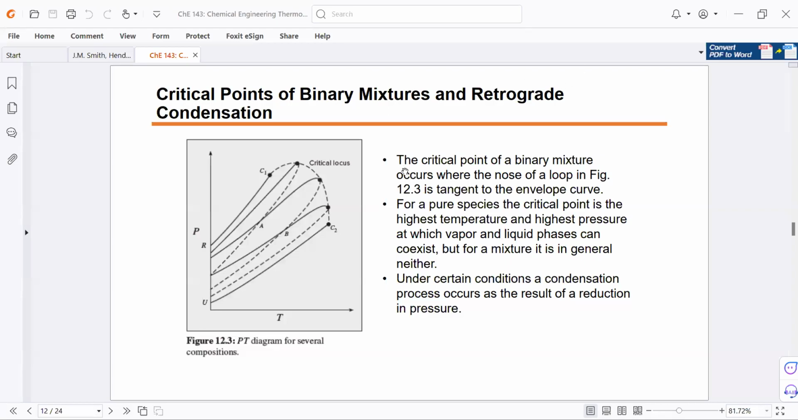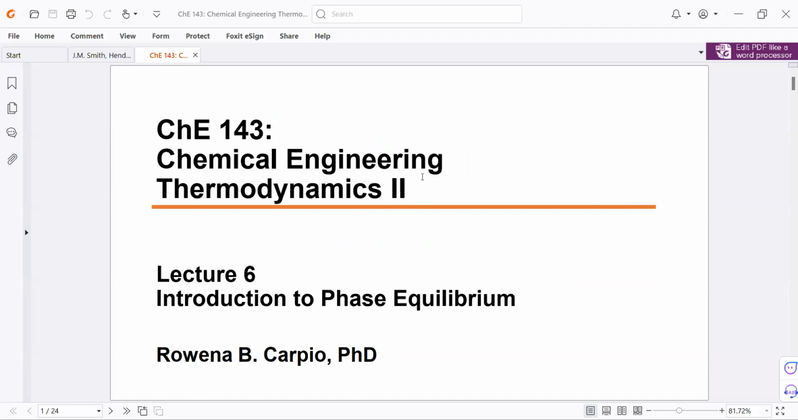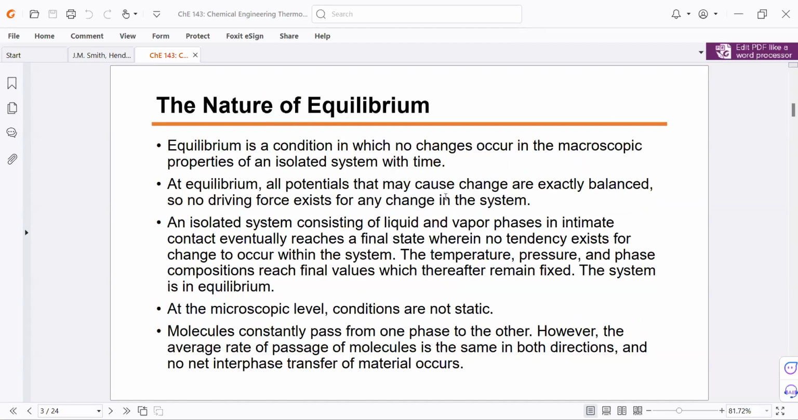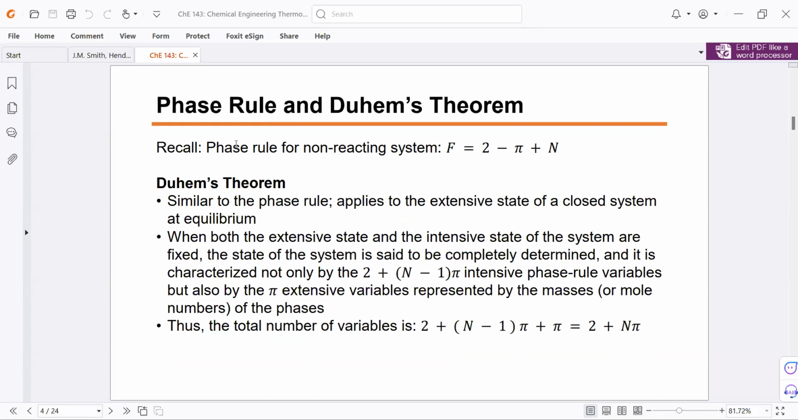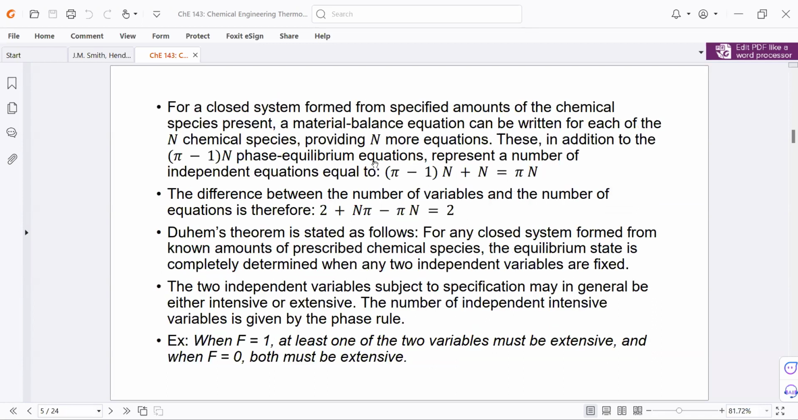Good day, everyone. So we will continue our discussion on the introduction of phase equilibrium. But before we begin, let's just review what we have discussed so far. Last time we discussed the nature of equilibrium and also the phase rule and Duhem's theorem.